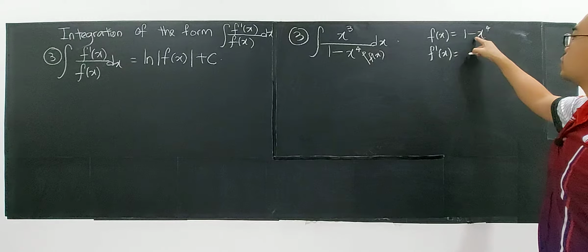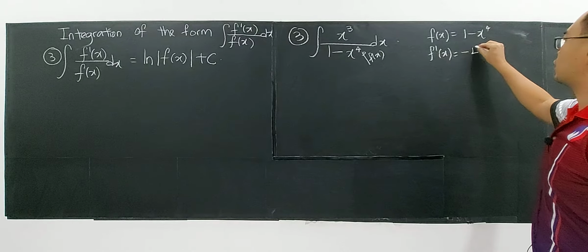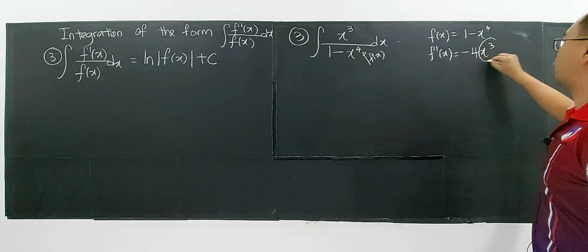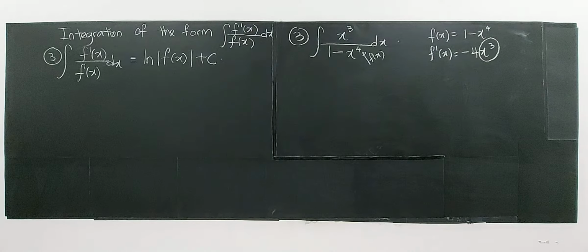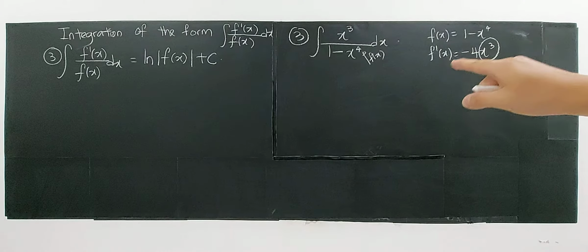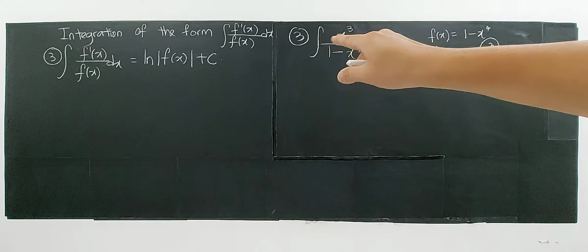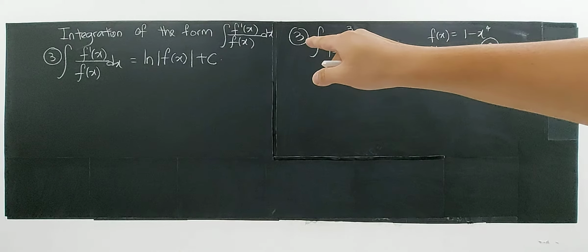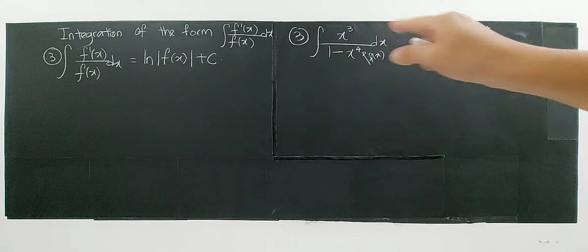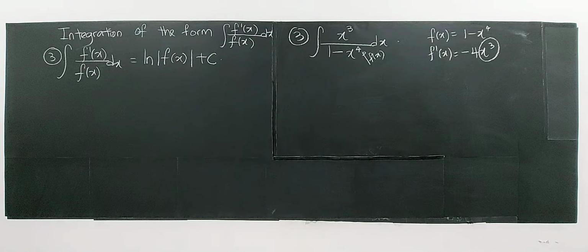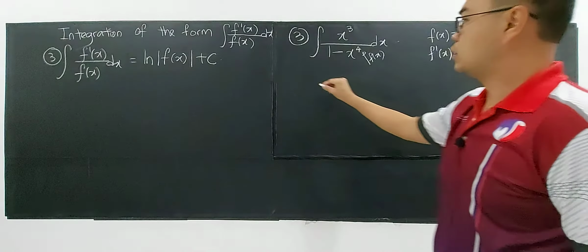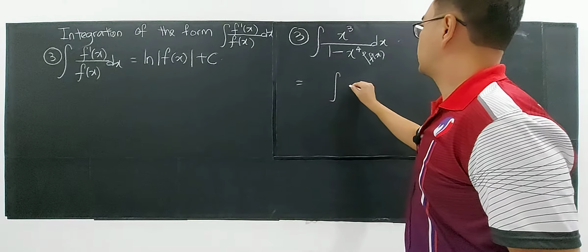Differentiate 1, 0. Differentiate negative x power 4, you have negative 4x power 3. Where I see there is an x cubed here, right? Even though they have no negative 4 there. But we can try to put negative 4 here by balancing, right? Negative 1 over 4 here, so that we can use this formula. So how would I do? I will do it this way, right?